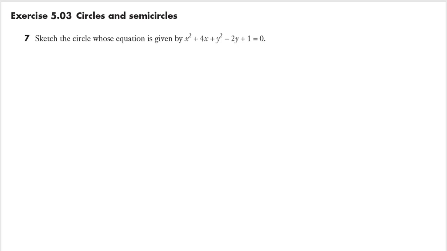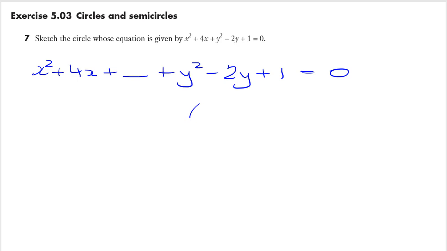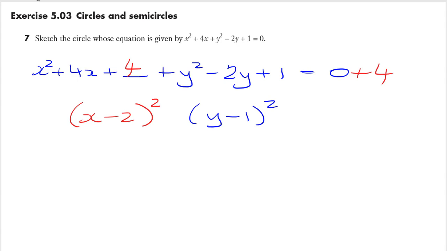Sketch the circle whose equation looks like this. So we've got x squared plus 4x, y squared minus 2y plus 1 equals 0. This part here is going to factorize quite nicely. Now this bit here hasn't factorized, so we need to add 4 to this side to balance the equation. I need to add 4 to that side as well. So this will factorize now to x minus 2 all squared. Sorry, x plus 2 because of that plus sign there. X plus 2 all squared plus y minus 1 all squared equals 4.